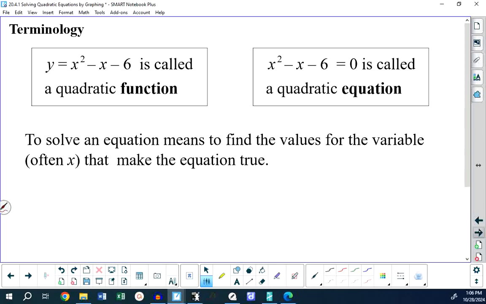To solve an equation means you're going to find the values for the variable that make the equation true, and the variable is often x. So if I asked you to solve this equation, you really don't know how to do it. You can't rearrange that for x. You haven't been taught that yet. But with a little bit of trial and error, you could probably find the solutions. Can you confirm that I believe 3 is a solution? If you were to put 3 in for x, it would be a true statement.